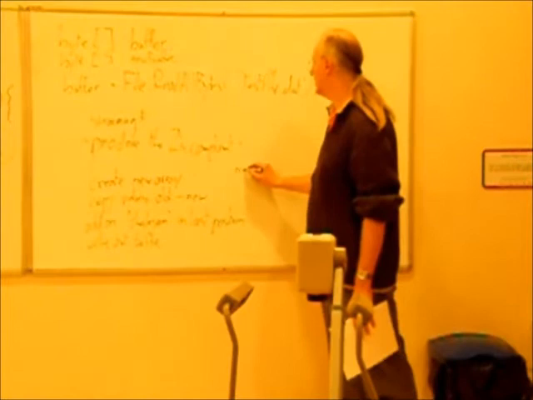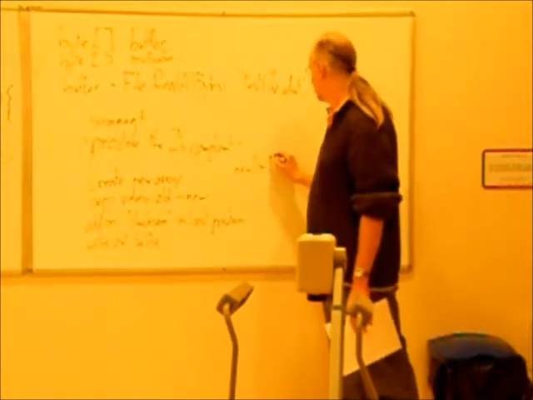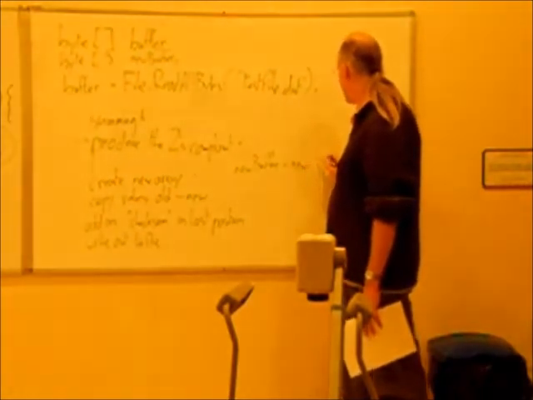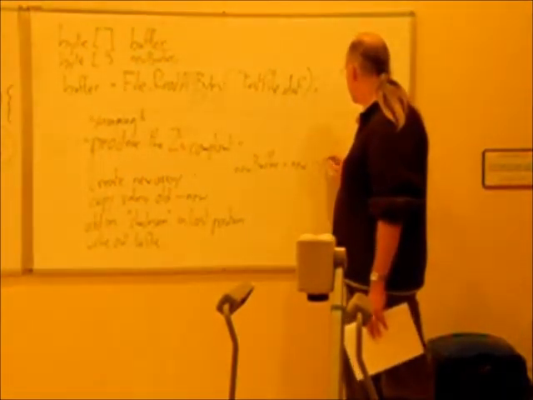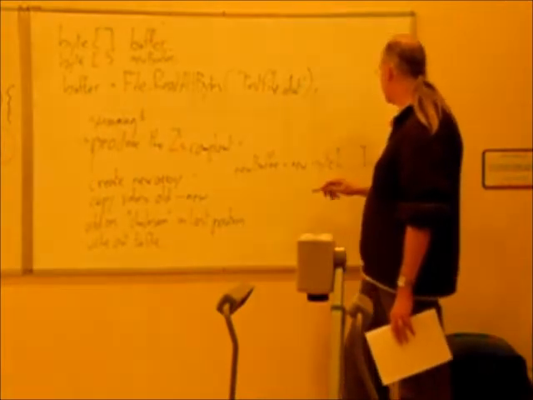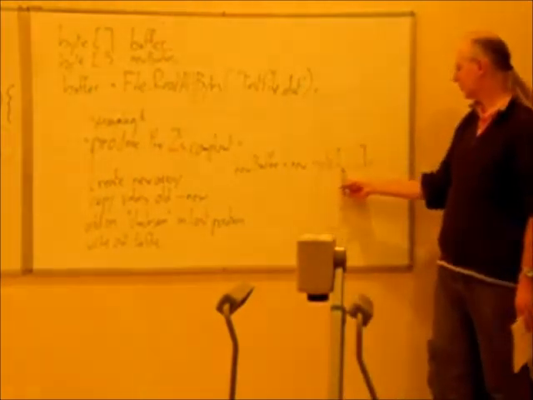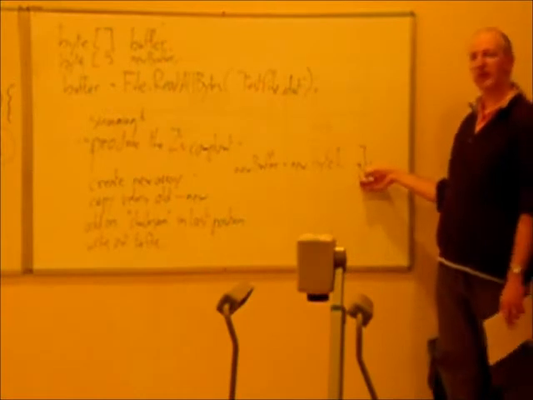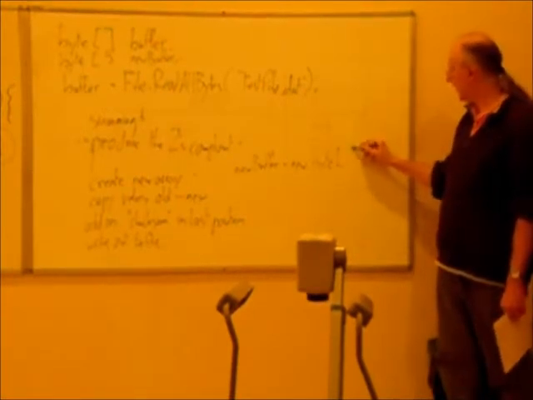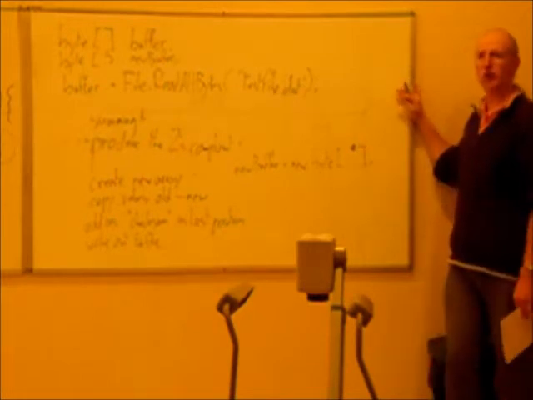So we've got to say new buffer equals new. Forgive me if I get the syntax slightly wrong. You get the idea. We've actually got to say that we want it to be an array of bytes, but we've got to give it a size. Now what's going to go in there? How big do you want the new array to be?